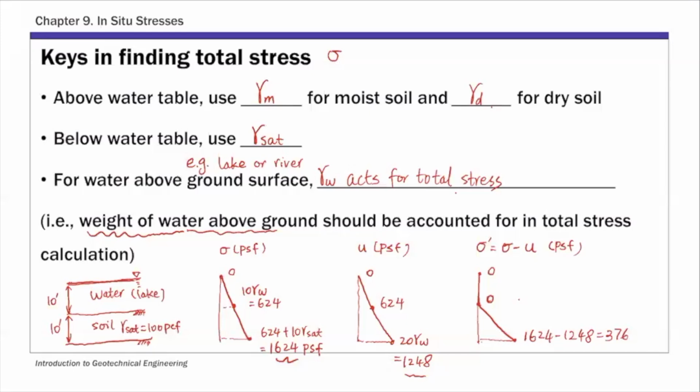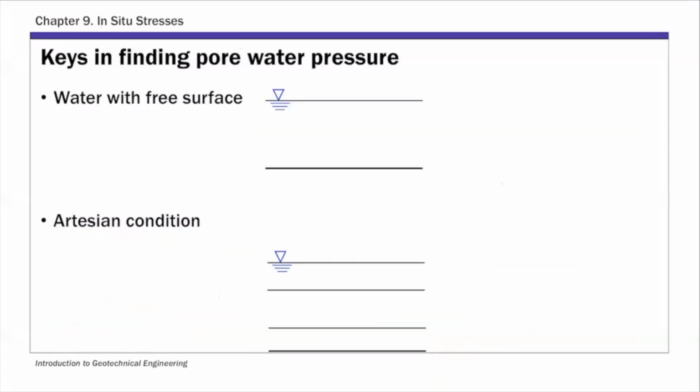And then for pore pressure and effective stress, okay, some keys in finding pore water pressure. The first case is we have water with a free surface. Okay. So you have free surface water. And let's say you have a sand layer, and this is the ground surface. Okay.